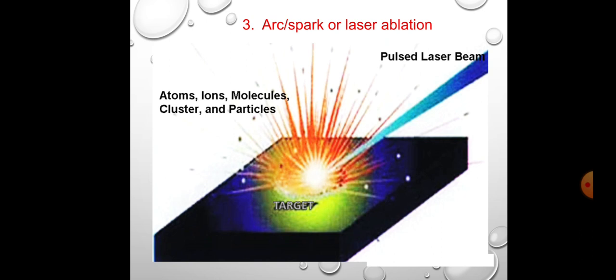Here you can see the arc, spark, or laser ablation methods. This is the laser ablation method, in which a pulsed laser beam is used to evaporate the sample. We have here a solid sample, and then the beam of laser strikes the sample and evaporates it, and the sample vapor will be conducted to the atomizer, usually by a flow of an argon gas.